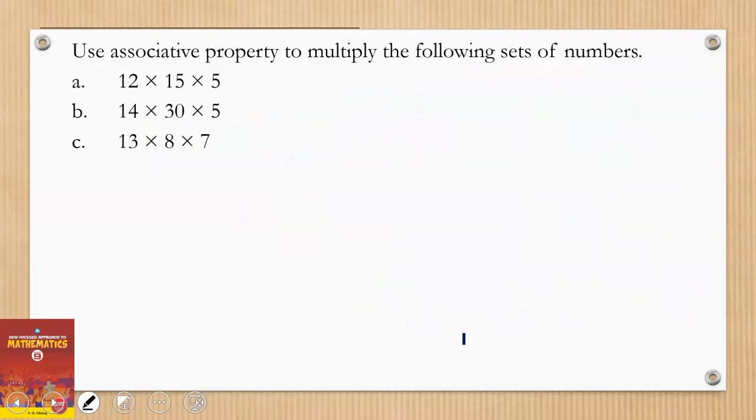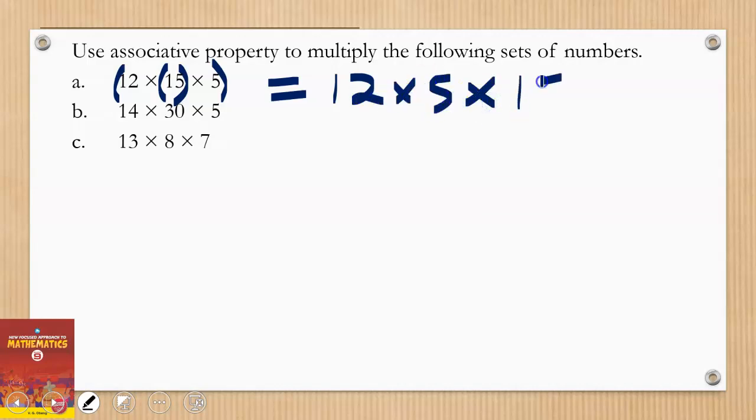Now, how do we apply this concept of associative property to multiply numbers? So I say I have 12 times 15 times 5. I can multiply this first before times 5, or I can multiply this before times that. But to me, it will be easier. I'll multiply 12 times 5, then I multiply times 15. And this is the reason. I know how to multiply a number by 5 with ease.